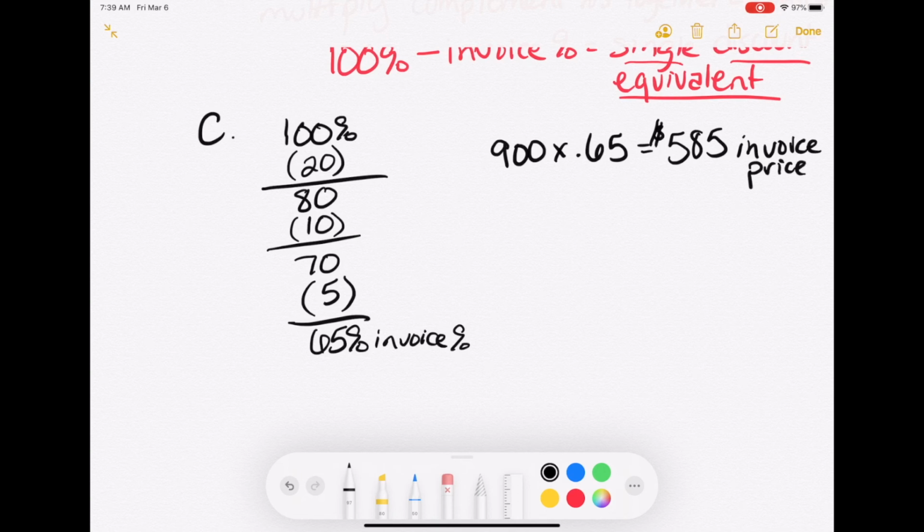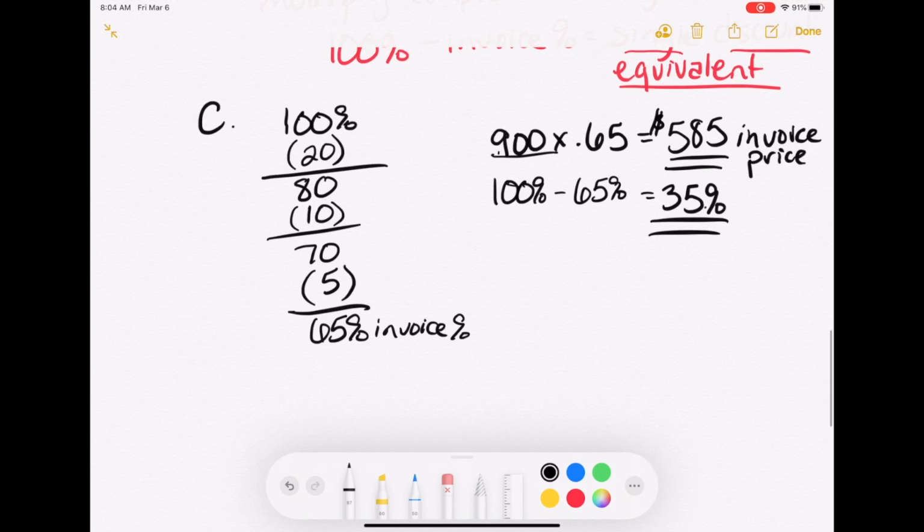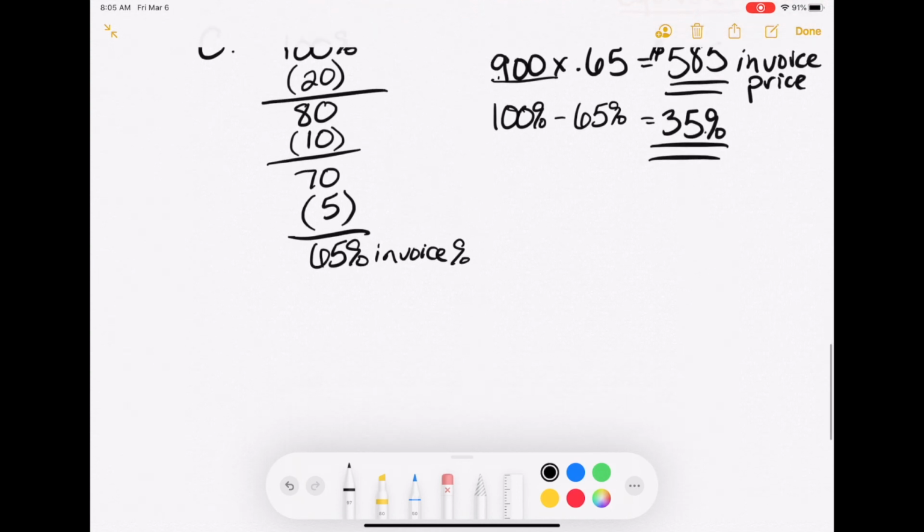Okay, and then it also asks us to find the amount of trade discount. So we can take our invoice percentage and subtract it from 100. So our single trade discount is 35%. Okay, so we are discounted 35% from 900 to get 585. Okay, so that is the percent method.